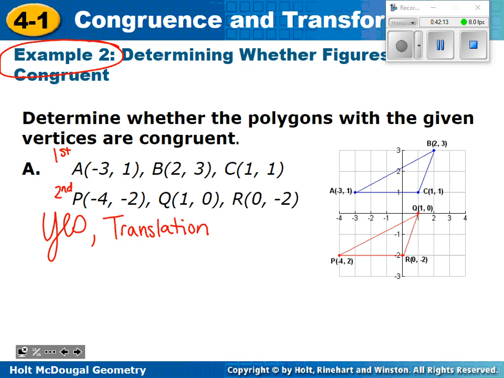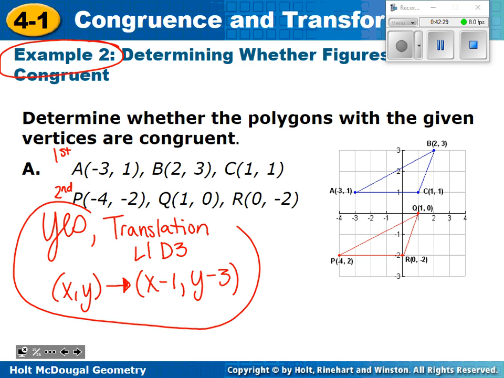Okay, so I heard left 1 and down 3, right? So left 1, down 3. So now let's write a rule that says that. (x, y) arrow, what? (x minus 1, y minus 3). So yes, it is, because this is the information that proves it. When it says prove it, that's all you're doing. You're just writing a rule describing your transformation.